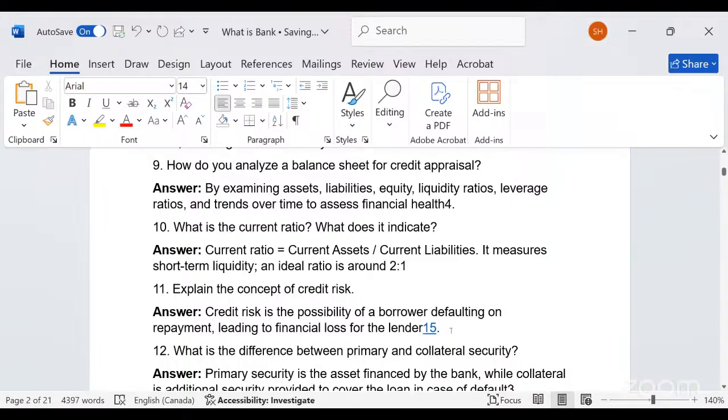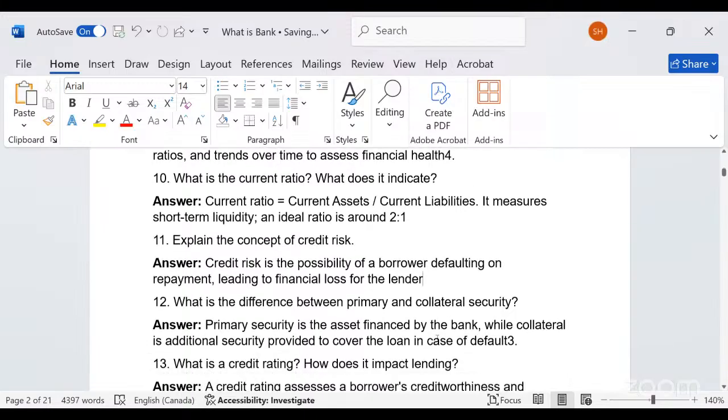Explain the concept of credit risk. Credit risk is the possibility of a borrower defaulting on repayment, leading to financial loss for the lender.